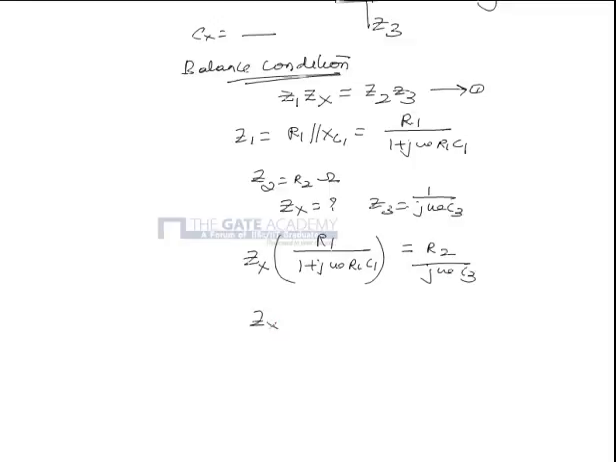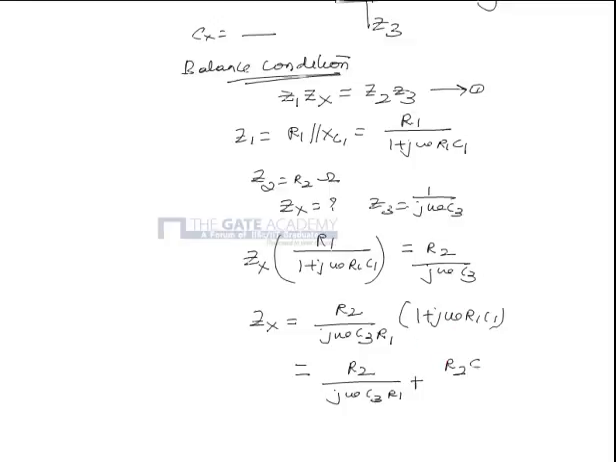So if I take Zx on the left side and take everything else onto my RHS, this is nothing but R1 times 1 plus j omega R1 C1. If I simplify this and divide it into real terms and imaginary terms, what I get is R1 by j omega C3 R1 plus R2 C1 by C3.